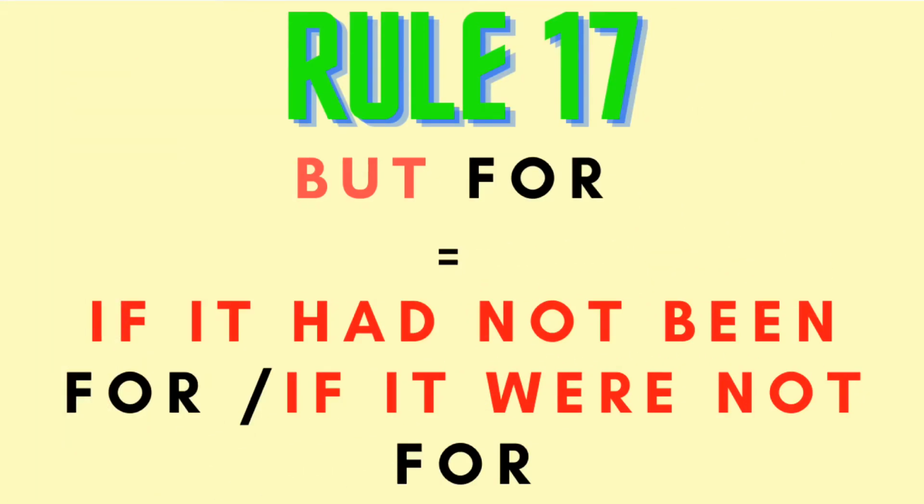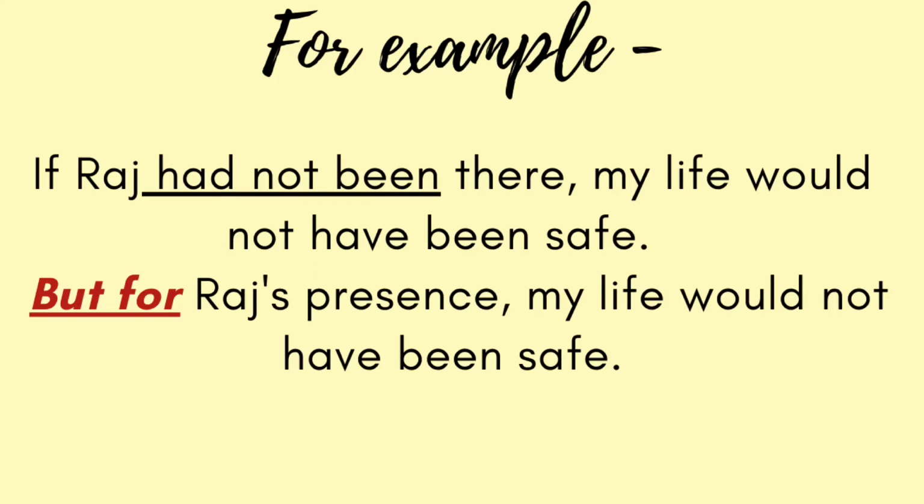Our rule number 17 is but for. But for is equal to if it had not been for or if it were not for. Let's see the example. If Raj had not been there, comma, my life would not have been safe. You have to begin the sentence with but for. But for Raj's presence, comma, my life would not have been safe.